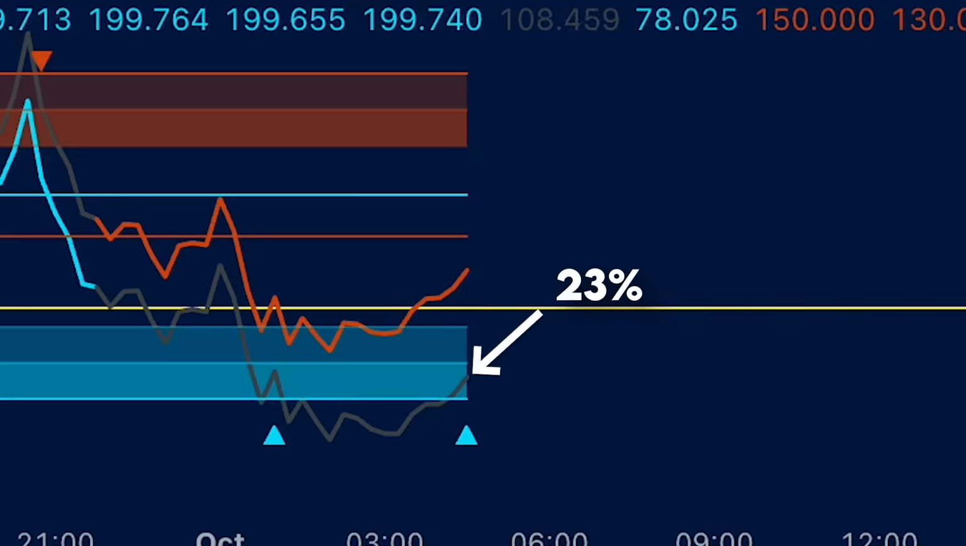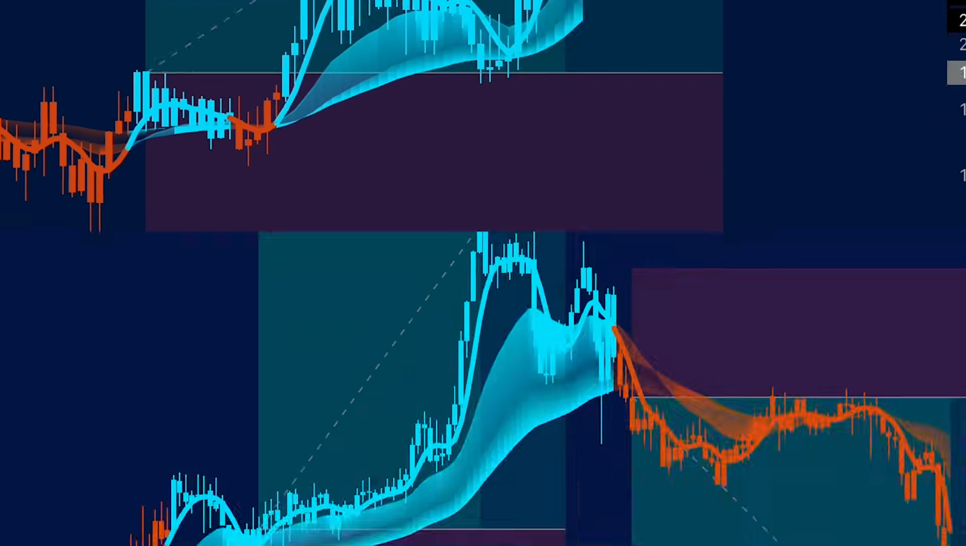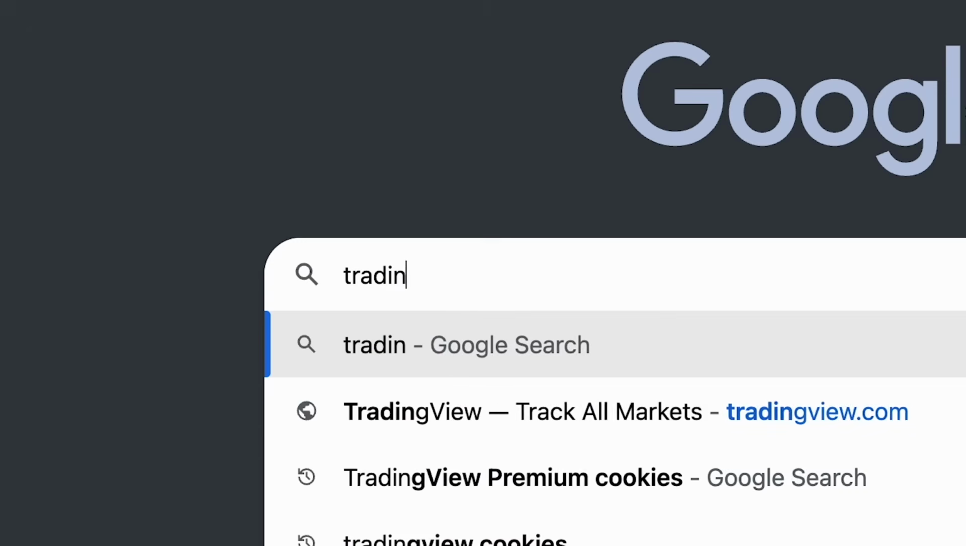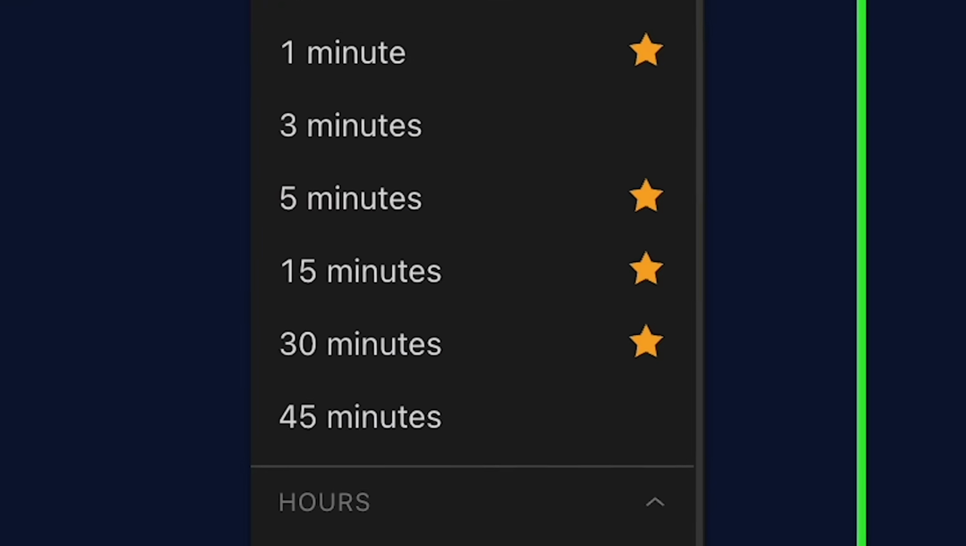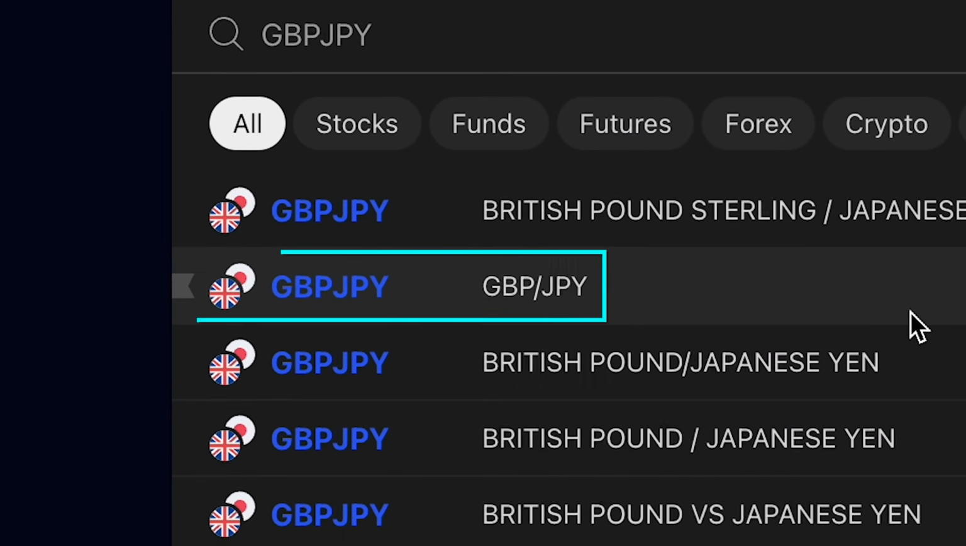23% true momentum strength. And in this video, I'm going to show you exactly how to read real momentum strength and give you strategies to predict buy-sell signals with insane accuracy. Let's get into it. First, head over to TradingView and pull up any market you want. I'm using the 15-minute time frame on GBPJPY, but this works on any time frame, any market.